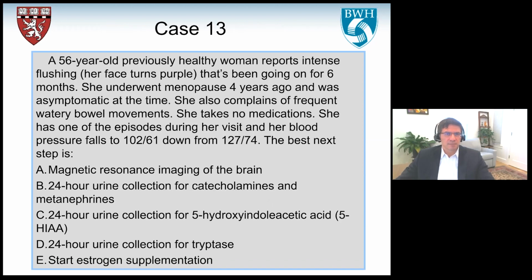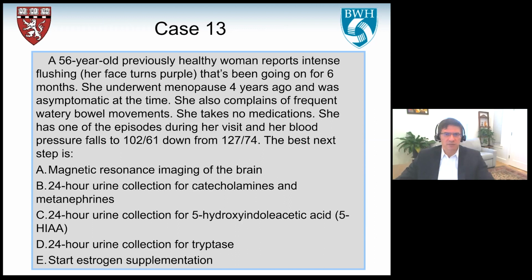Case 13. A 56-year-old previously healthy woman reports intense flushing with her face turning purple. That's been going on for 6 months. She underwent menopause 4 years ago and was asymptomatic at the time. She also complains of frequent watery bowel movements. She takes no medications. She has one of the episodes during her visit, and her blood pressure falls to 102/61, down from 127/74.